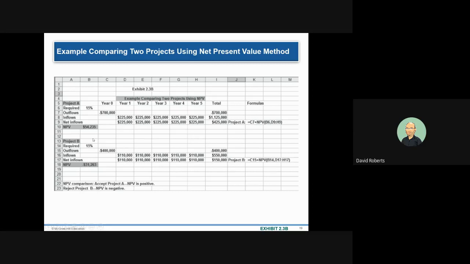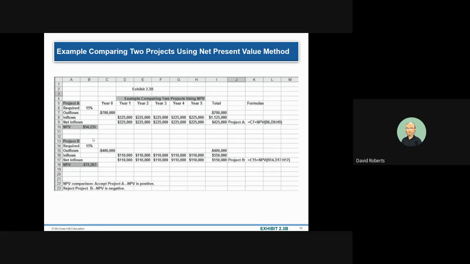So a positive net present value, as you can see at the bottom, means you'll be $54,235 richer than you would have been otherwise. But I want to make it clear, it's not a profit. You require a 15% rate of return or more. At 15% exactly, the net present value is zero. So what it means is you earn 15% plus an additional $54,235.